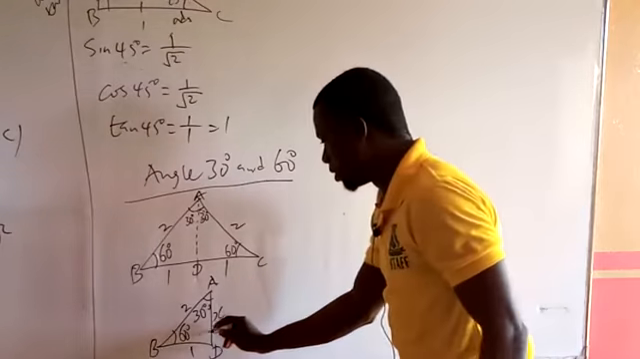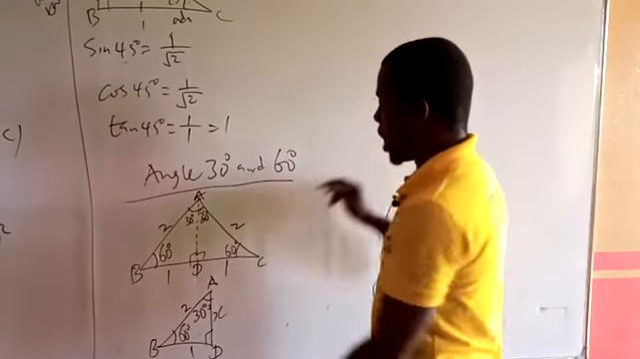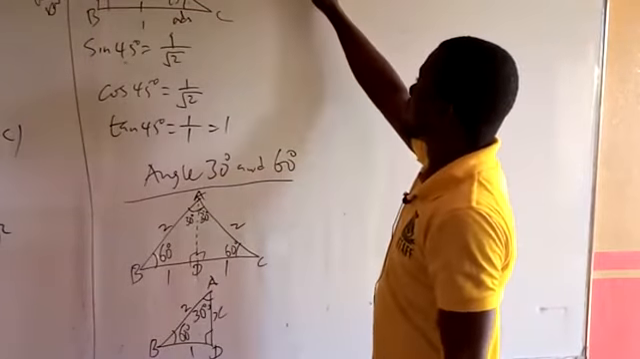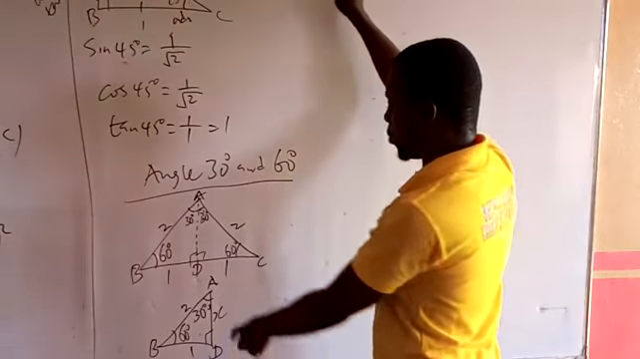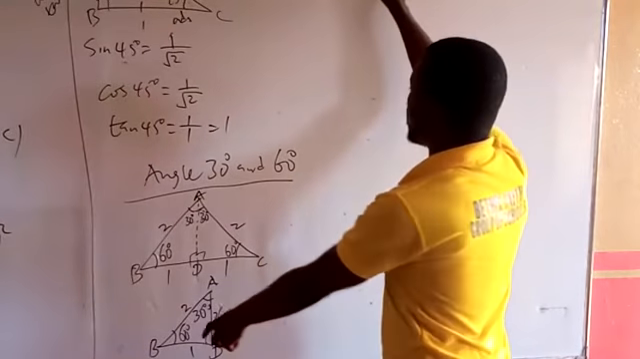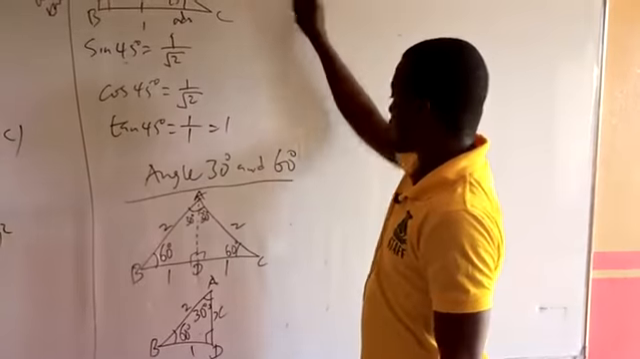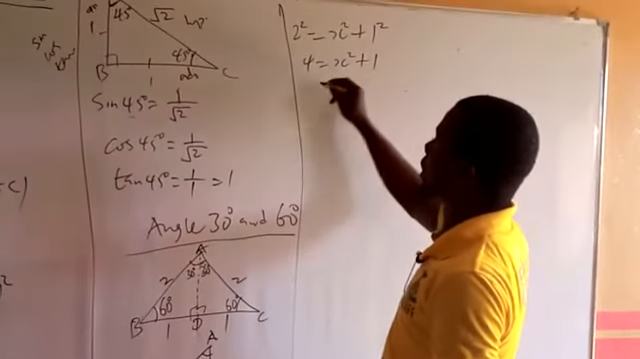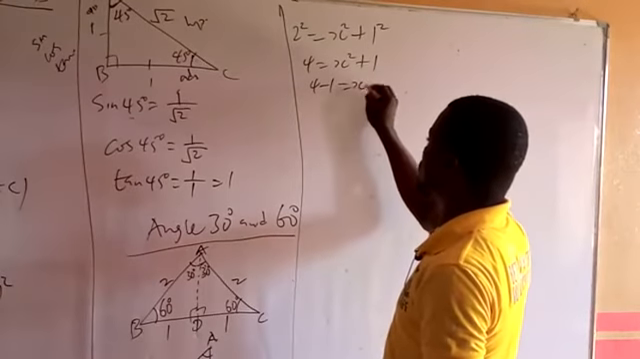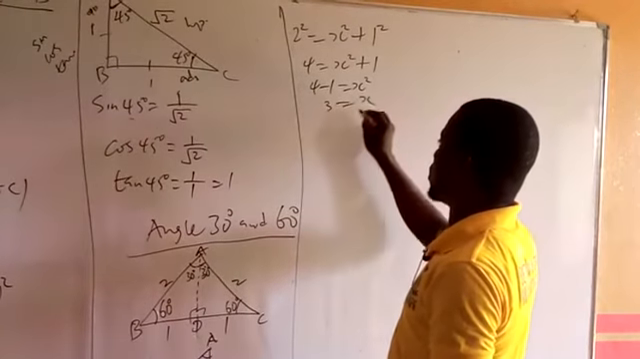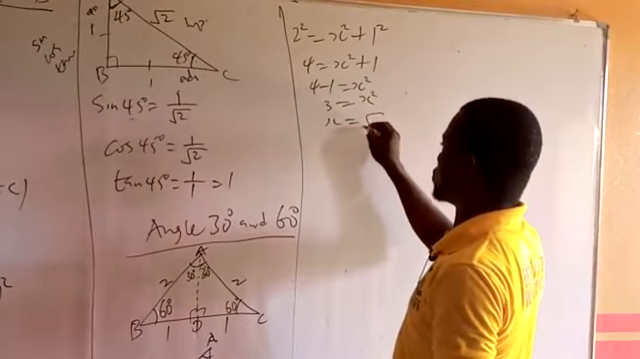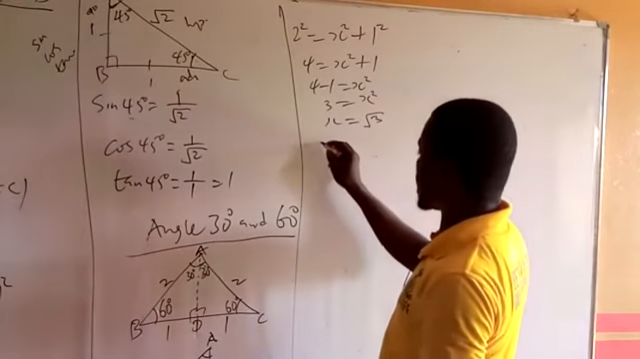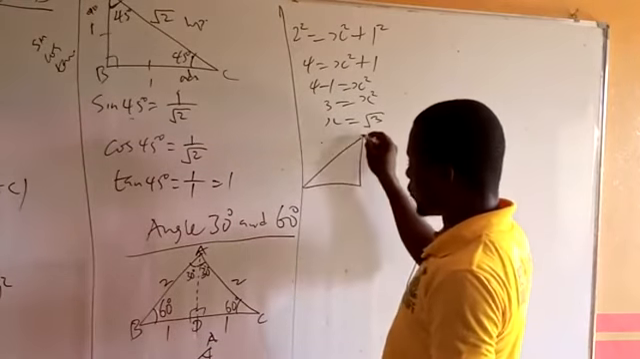That's hypotenuse square. Are you getting it? Our hypotenuse square, which is 2 square, equals opposite square plus adjacent square. Are you with me? Alright. So here gives us 4 equals S square plus 1. But then 4 minus 1 equals S square. We have 3 equals S square. Then S equals root 3.